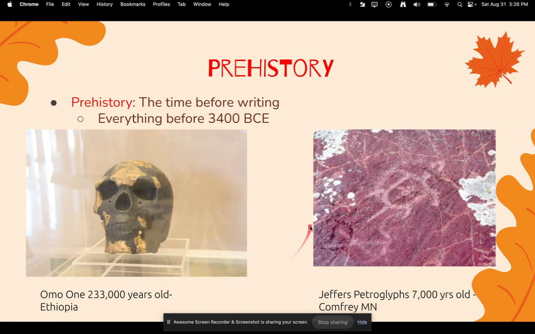But you don't have to go very far to find prehistory things. For example, the Jeffers petroglyphs are about 7,000 years old, and you can find those in Comfrey, Minnesota.